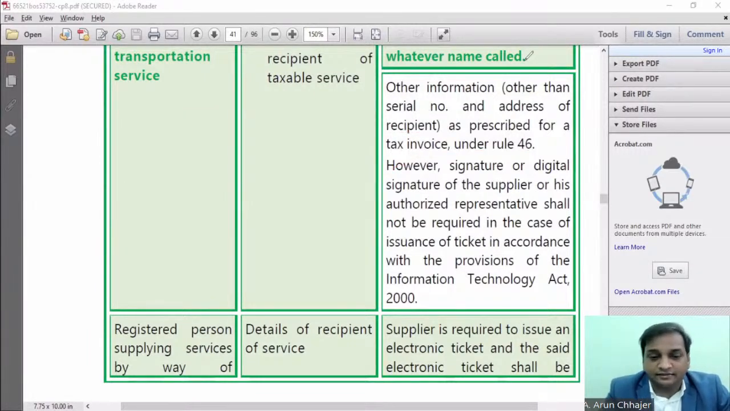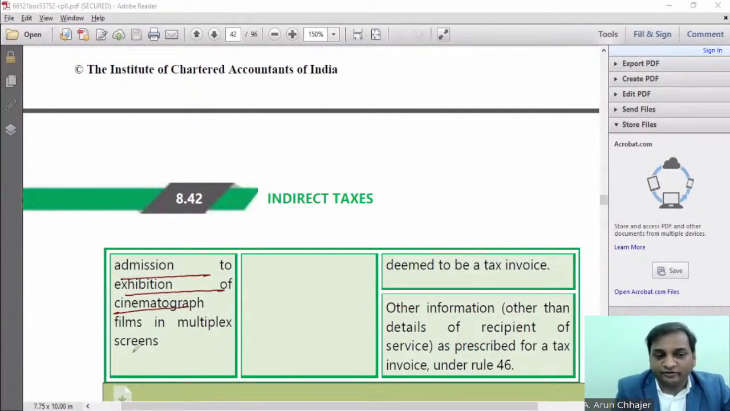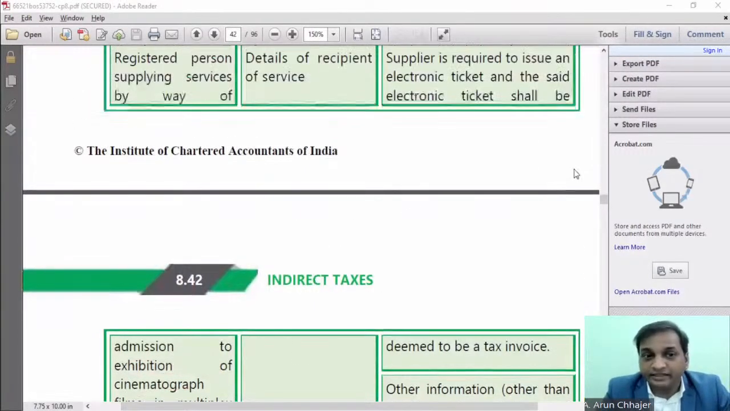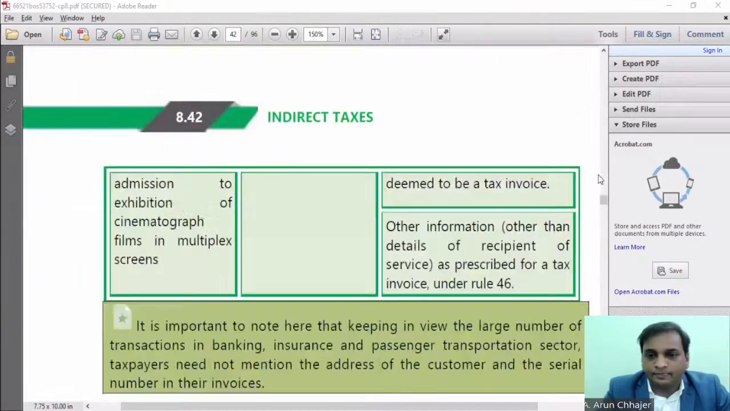Next is admission to exhibition of the cinematographic film in the multiplex screen. What is optional and what is mandatory? Details of the recipient of the service are optional. And the supplier is required to issue an electronic ticket, and the said electronic ticket shall be deemed to be the tax invoice. Other information as prescribed for the tax invoice under rule 46 is applicable.